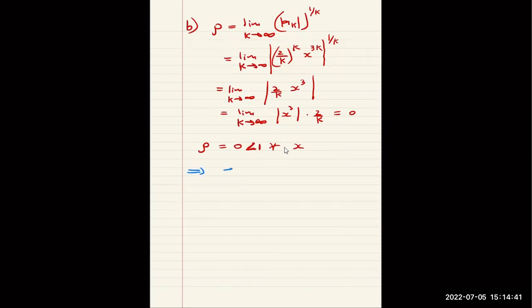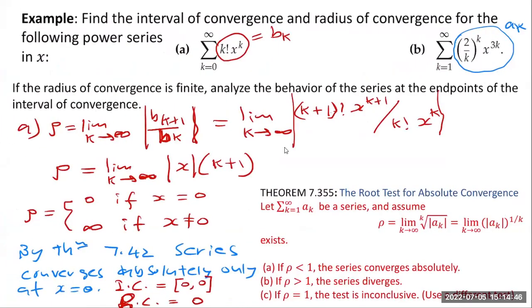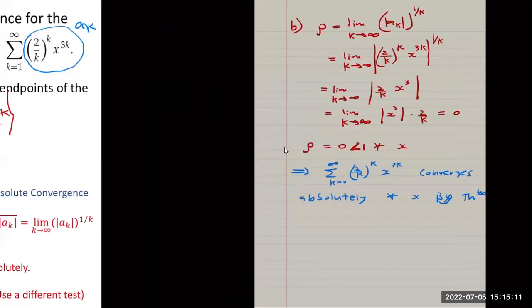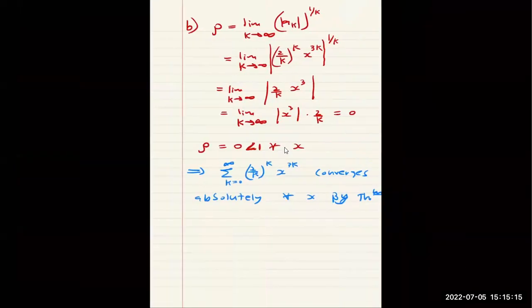This implies that our original series, k goes from 0 to infinity, (2 over k) to the power k times x to the power 3k, converges absolutely for all x by the theorem that I showed you here, to test for absolute convergence. 7.355, okay. So what is the interval of convergence here? The interval of convergence is minus infinity comma infinity, because the series converges for all x. And then the radius of convergence is going to be infinity again. That is half of the length of this interval. Okay, done. All right, let's move on.